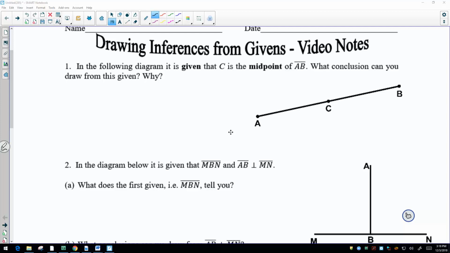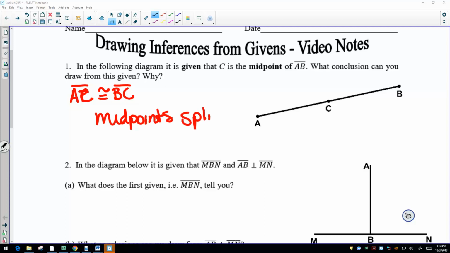So if C is the midpoint, we know it's going to cut a segment into two equal parts. The two equal parts that we're going to get are AC and BC. So we can say, knowing that C is the midpoint, AC has to be congruent to BC. Now it says why. If I'm thinking two-column proof, that would be the reason part, or the right-hand side. And we could say something like, well, midpoints split a segment into two equal parts.